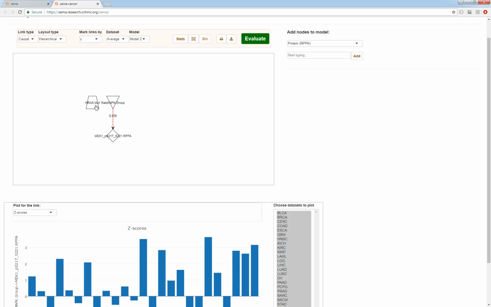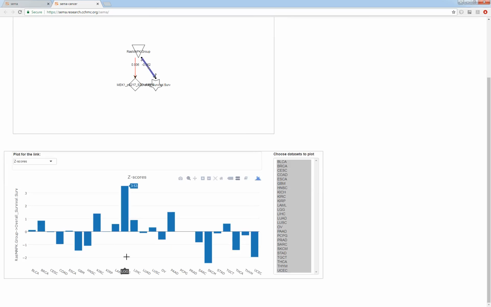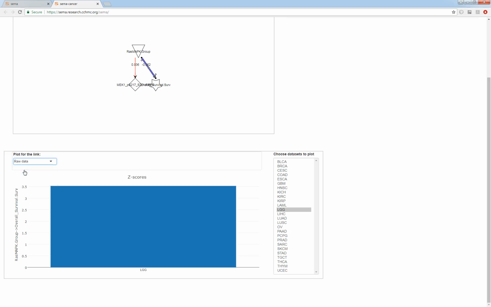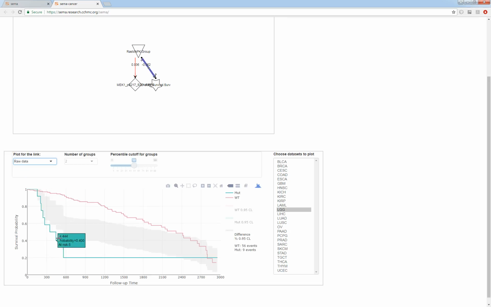Now let's just remove these because this is a better representation of the effect. Let's analyze its effect on clinical survival. So only in low-grade gliomas we have an effect of RAS-MAPK pathway mutations on survival, and actually a little bit in melanomas as well. Let's look at low-grade gliomas. Oh yeah, this is obviously highly significant.